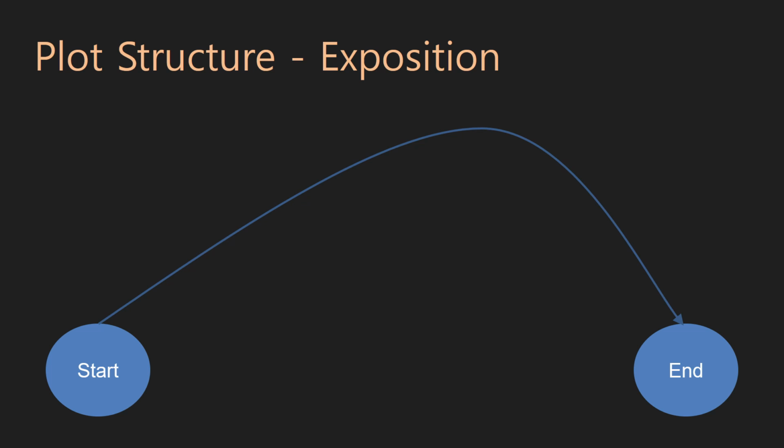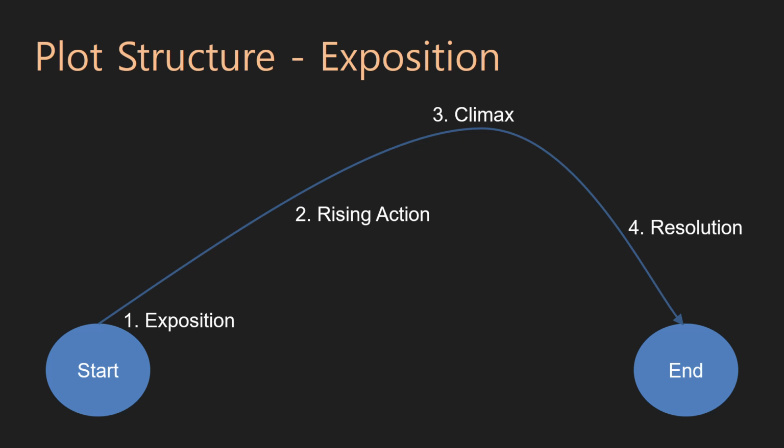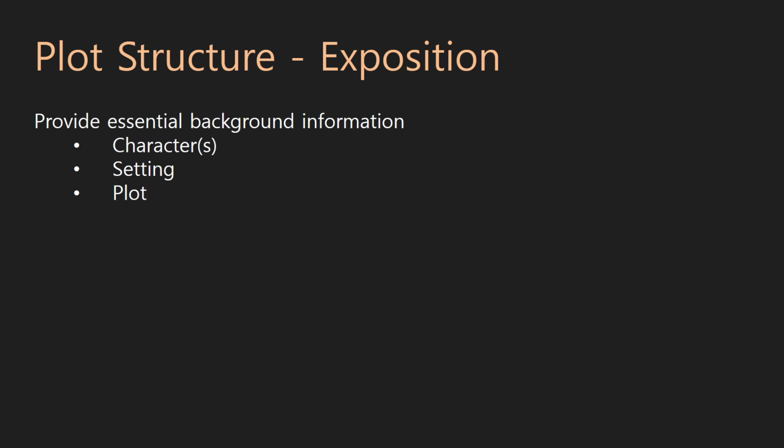A standard story should begin with exposition, then contain some rising action, until it reaches a point of climax, finally followed by resolution to reach the end of the story. In this lesson, we're going to talk about exposition. And exposition is where you provide essential background information required to understand your story. By essential background information, I mean information on the character or characters, the setting, and the plot.